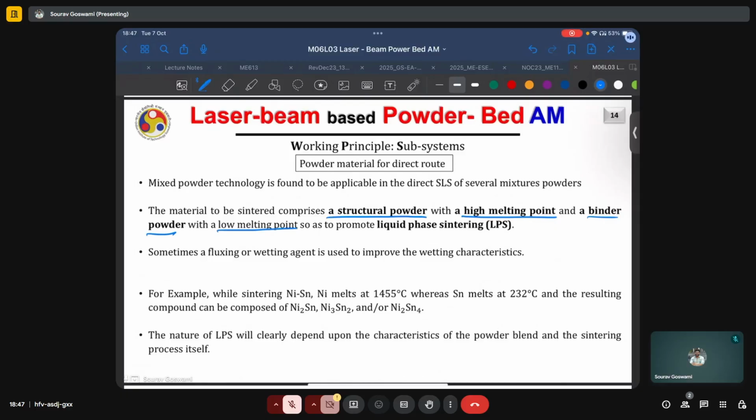And we have a few examples for metals, such as in the case of nickel and tin. Nickel melts at 1455 degrees Celsius, whereas tin melts at 232 degrees Celsius. And the resulting compound can be composed of Ni2Sn, Ni3Sn2, or Ni3Sn4. The nature of LPS will clearly depend upon the characteristics of the powder blend and the sintering process itself.